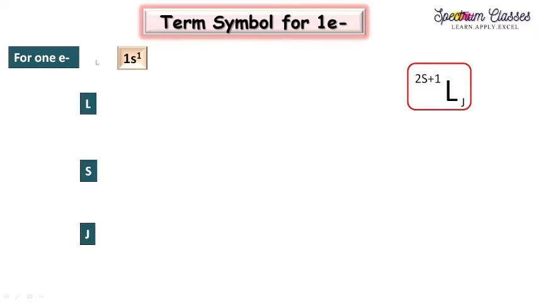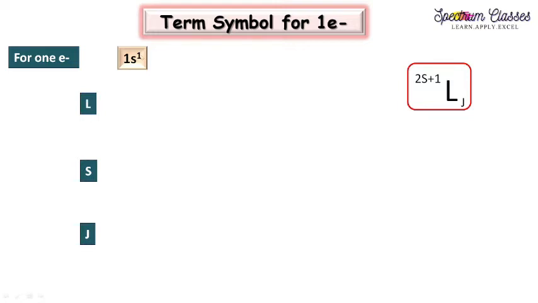So first we are going to determine the term symbol for the one electron system. Suppose I have an S1 system, meaning there is an s orbital which has one electron. So how are we going to determine it based on this electronic configuration? Here L is the total orbital angular momentum, S is the total spin angular momentum, and J is the total angular momentum. First we are going to determine the L value.